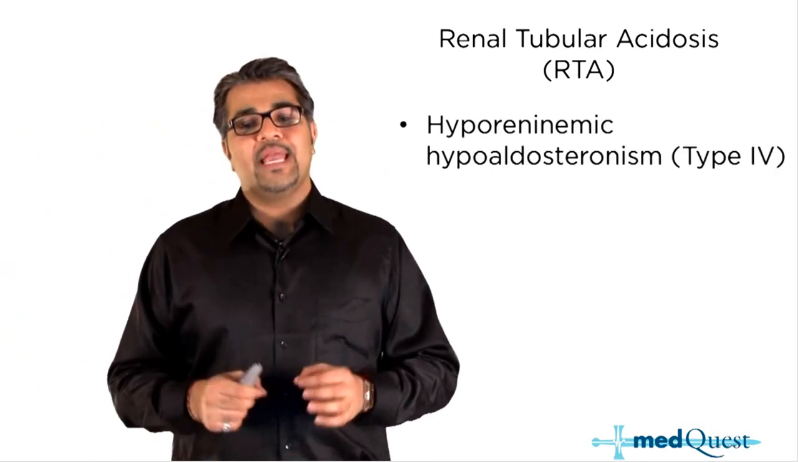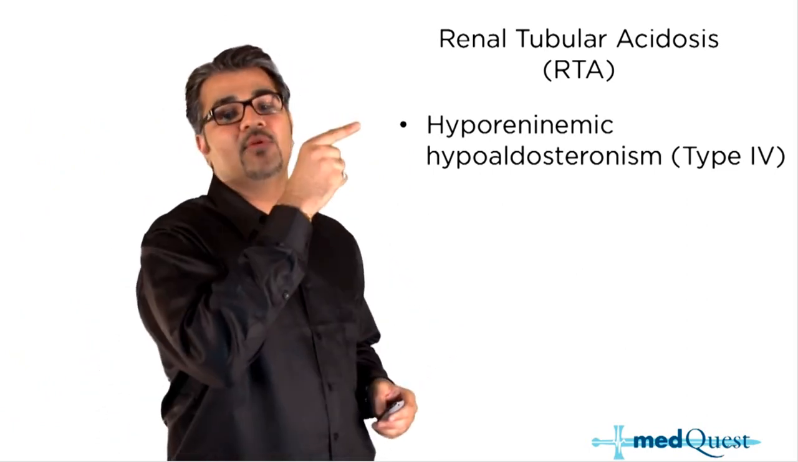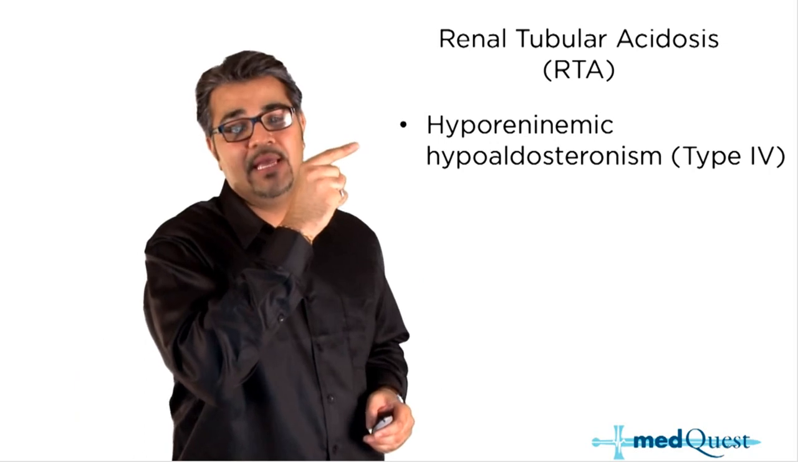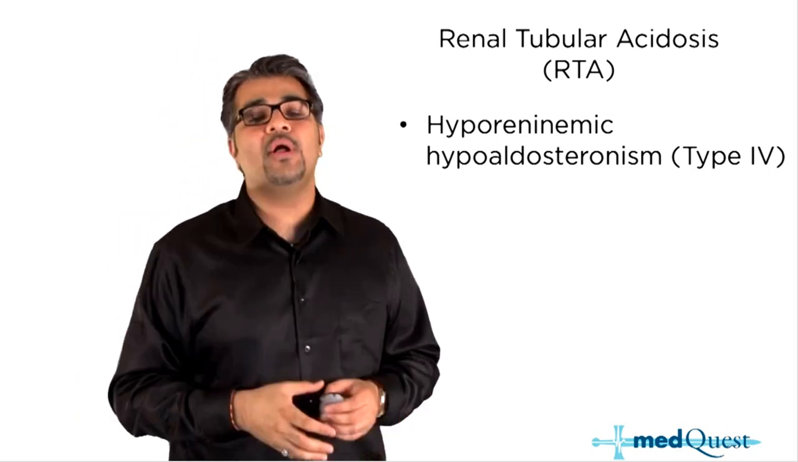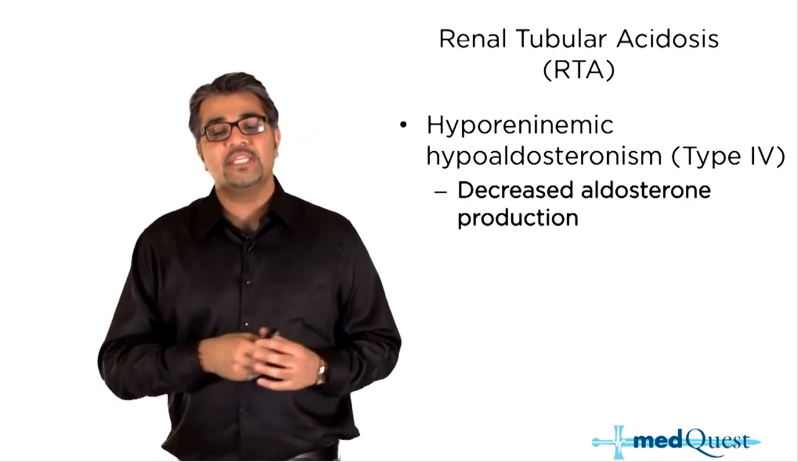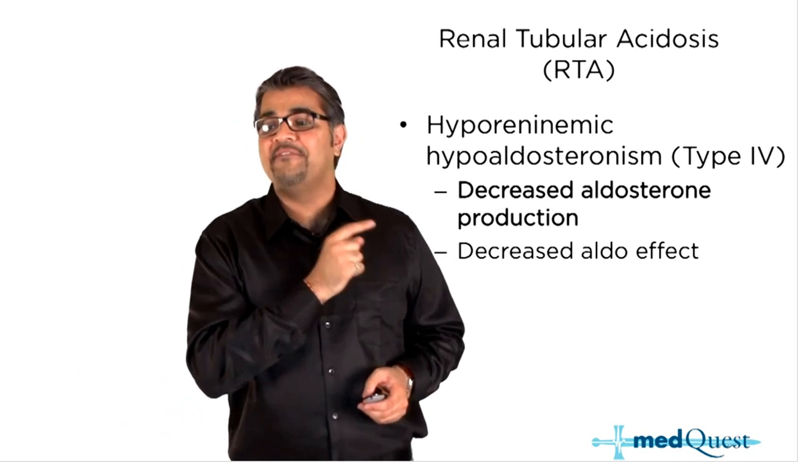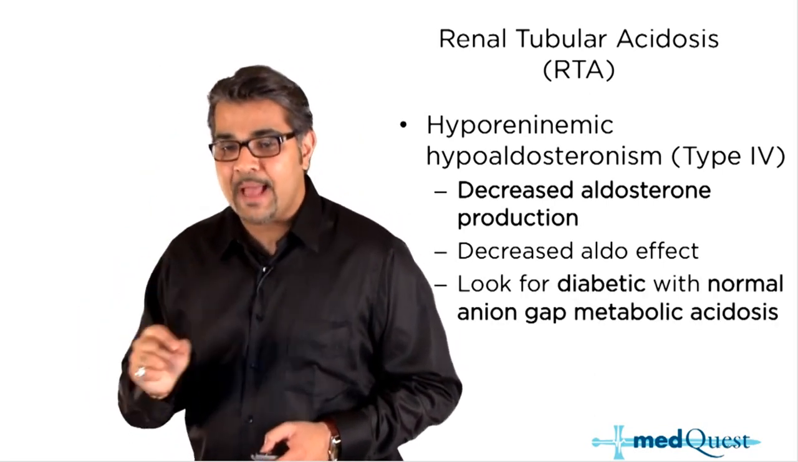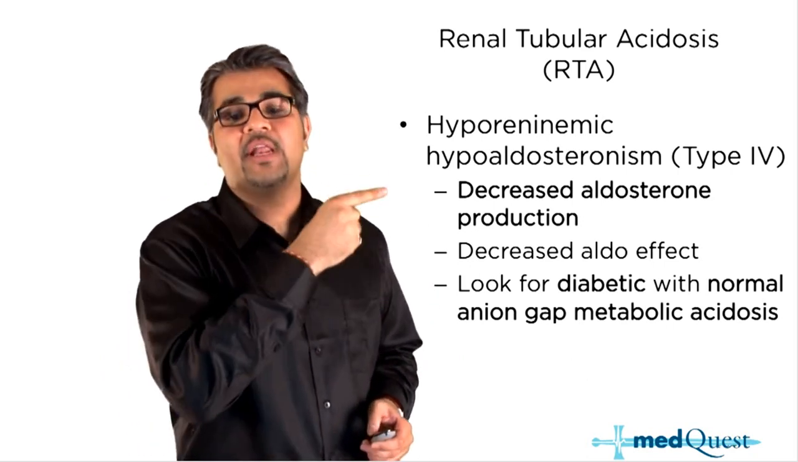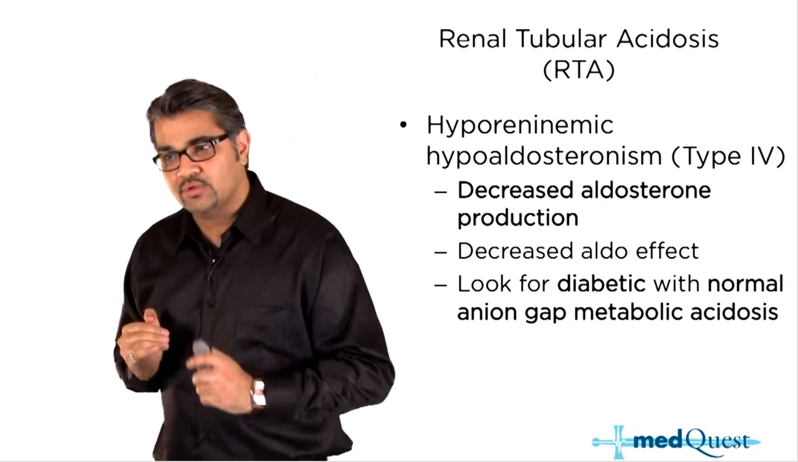Now, in the type 4 RTAs, type 4 is a hyporeninemic hypoaldosteronism. This is the first time I'm saying that word. No, I'm just kidding. In this, you have a decreased aldosterone production and a decreased aldosterone effect. So what you want to look for is a diabetic with a normal anion gap metabolic acidosis, and they're going to have a concurrent decreased aldosterone production and a decreased aldosterone effect.